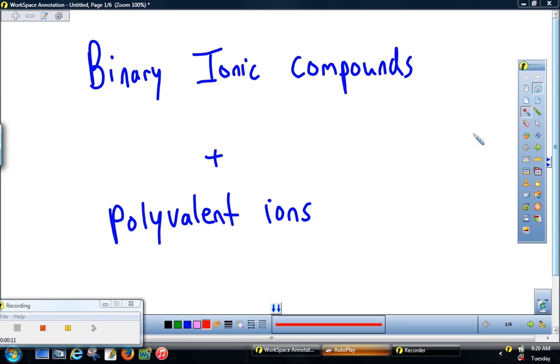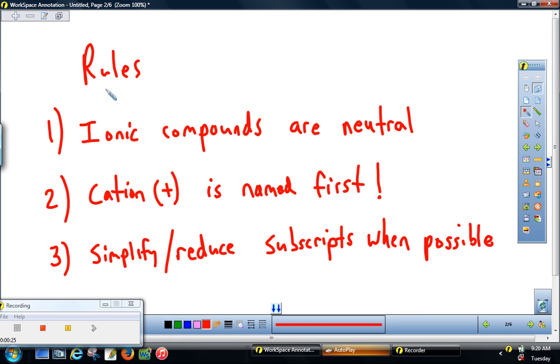Binary means it's made up of two elements and two elements only. And ionic means that we have atoms that have either gained or lost electrons and now have a charge. Alright, so let's take a look here. There are some basic rules that we need to follow. Ionic compounds have to be neutral, so the charges of the positive and the negative have to cancel out, so we have to figure out the correct ratio. The cation, the positive ion, is always named first, listed first in the formula. And when possible, we want to simplify, reduce the subscripts, use the simplest terms.